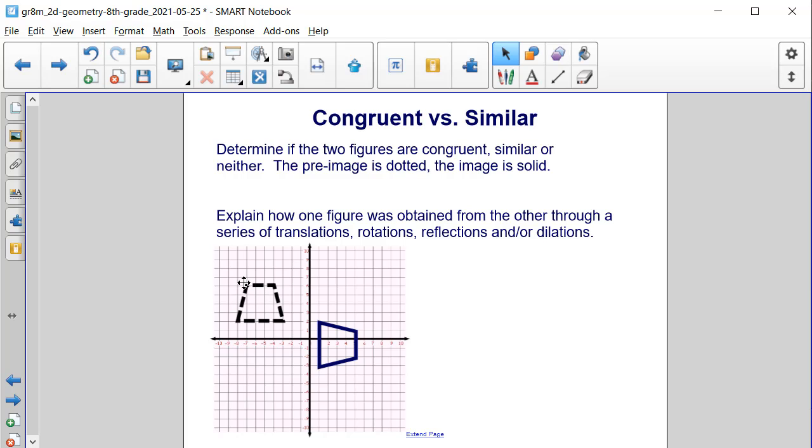We have this trapezoid whose top is 1, 2, 3 units long, and the bottom is 1, 2, 3, 4, 5 units long. So this top corresponds over here, 1, 2, 3, and then we have 1, 2, 3, 4, 5. So all of these measurements are staying the same. Therefore, our two figures are congruent.